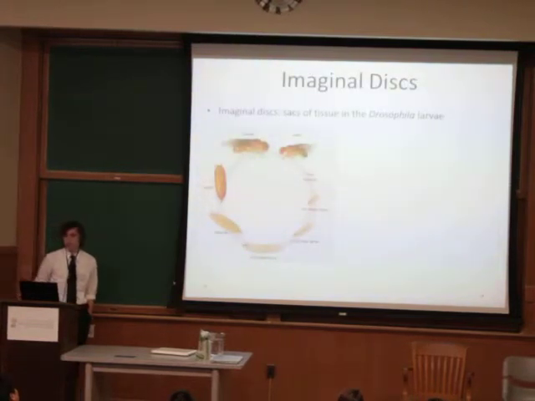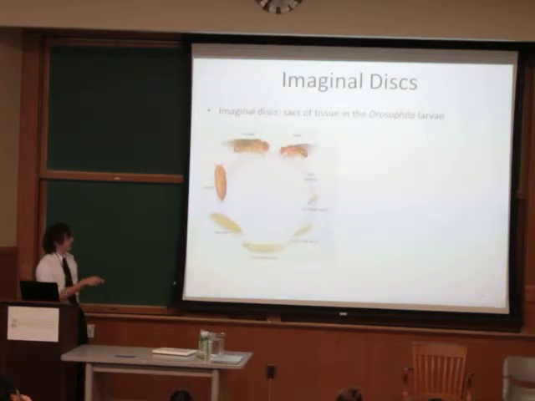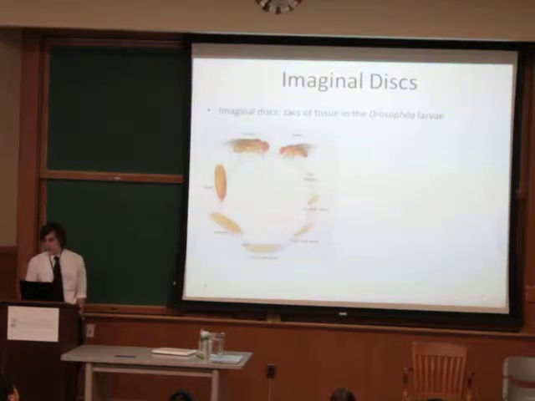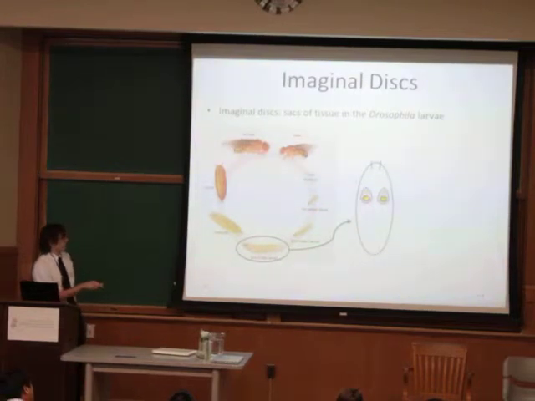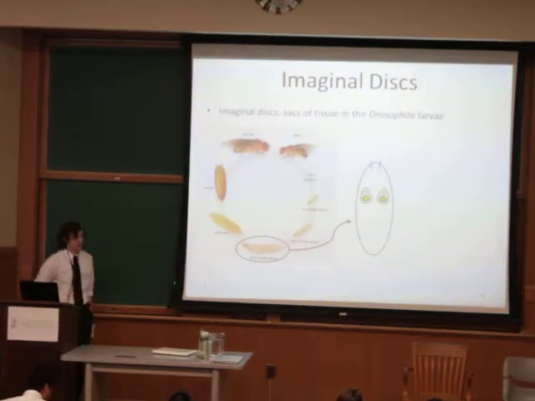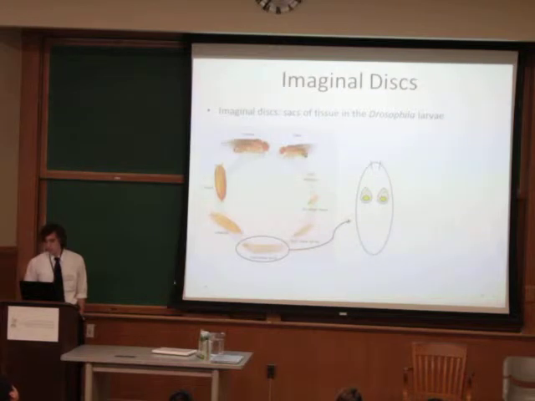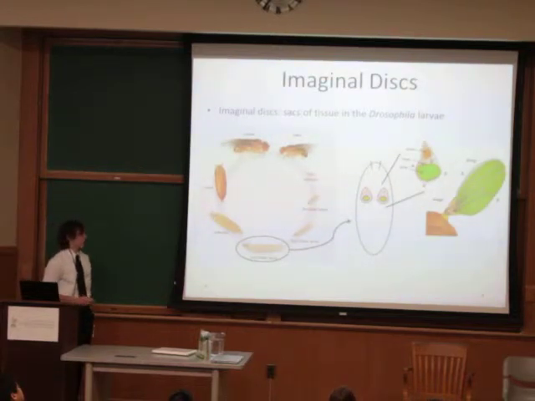So, a little bit of background about Drosophila. They go through a series of life stages, from embryo to larva to pupa and then to the adult fly. Now, the stage that's important to us is this larval stage. During this larval stage, they have these small sacs of tissue called imaginal discs. Imaginal discs eventually turn into adult structures when the larva matures into an adult fly.